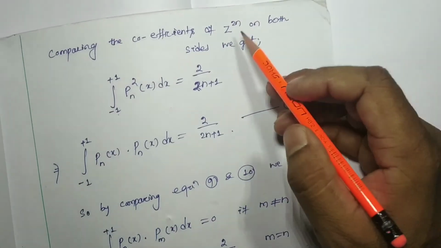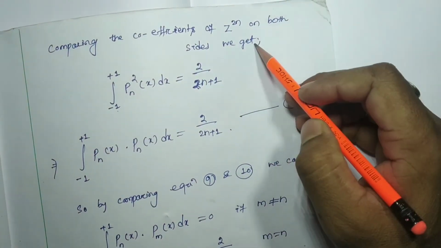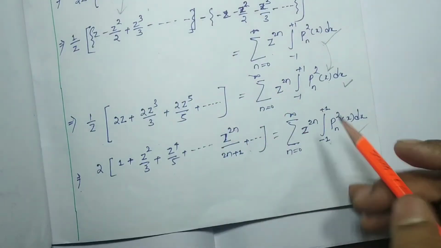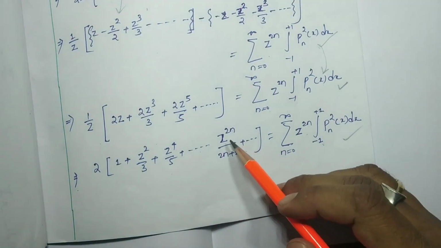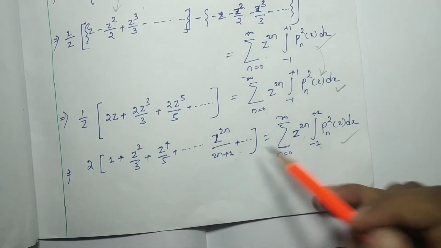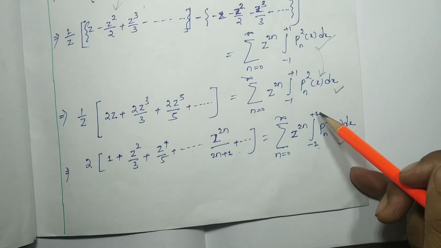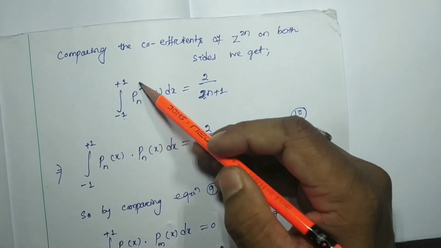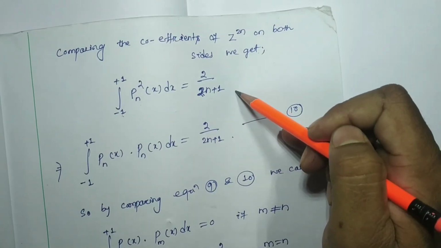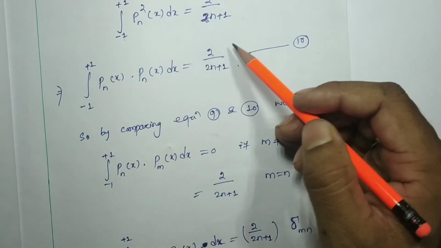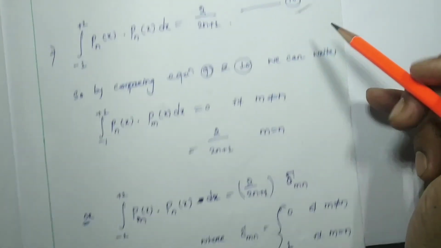Comparing the coefficient of z to the power 2n on both sides, what are we going to find? On the right hand side we have z to the power 2n, left hand side also we have z to the power 2n. The coefficient of z to the power 2n on the left hand side is 2 by 2n plus 1, right hand side it is integral from minus 1 to plus 1 of Pn square x dx. Now if we compare, then I can find integral from minus 1 to plus 1 of Pn square x dx equal to 2 by 2n plus 1, or this Pn square can be written as Pn(x) into Pn(x) dx equal to 2 by 2n plus 1. Let this be equation number 10.